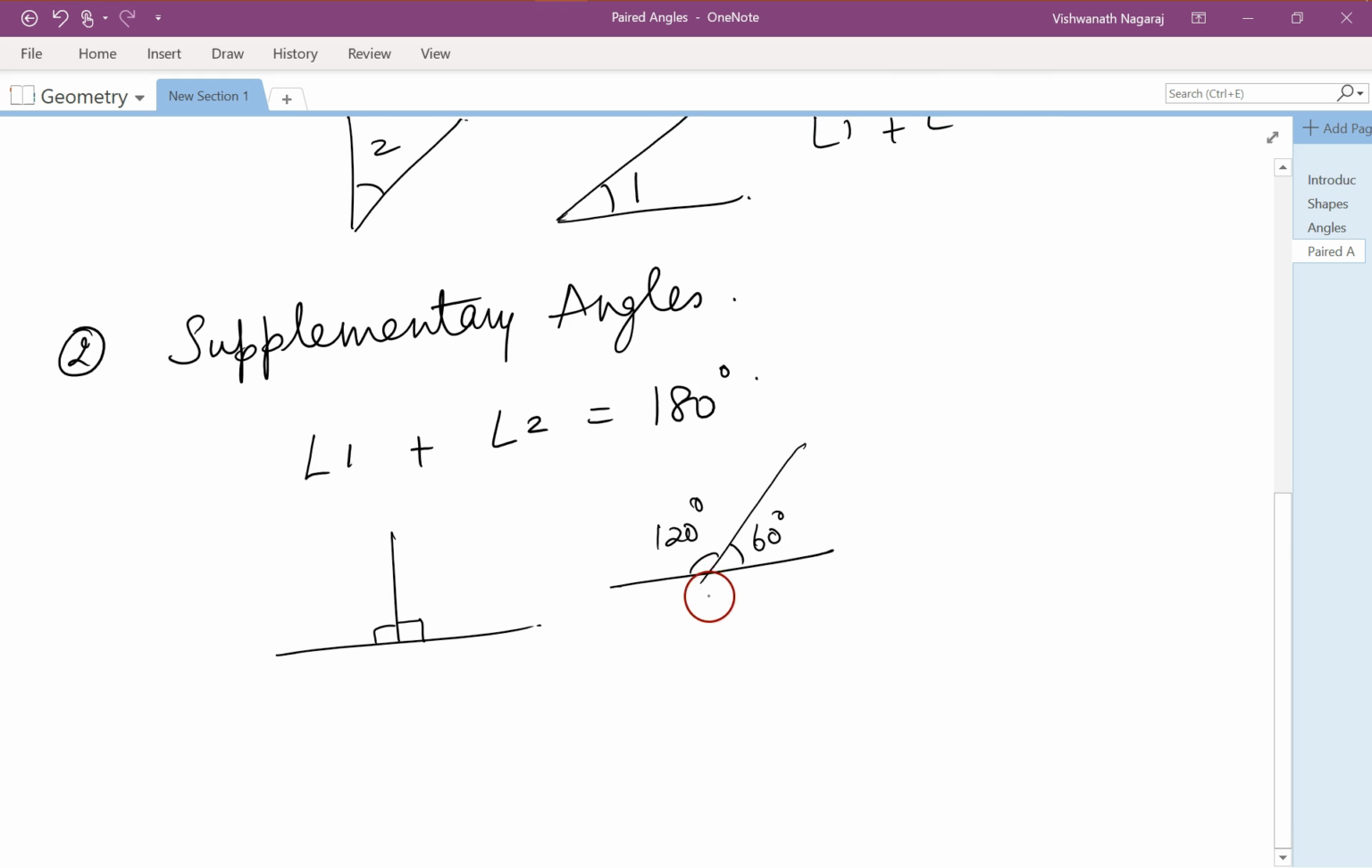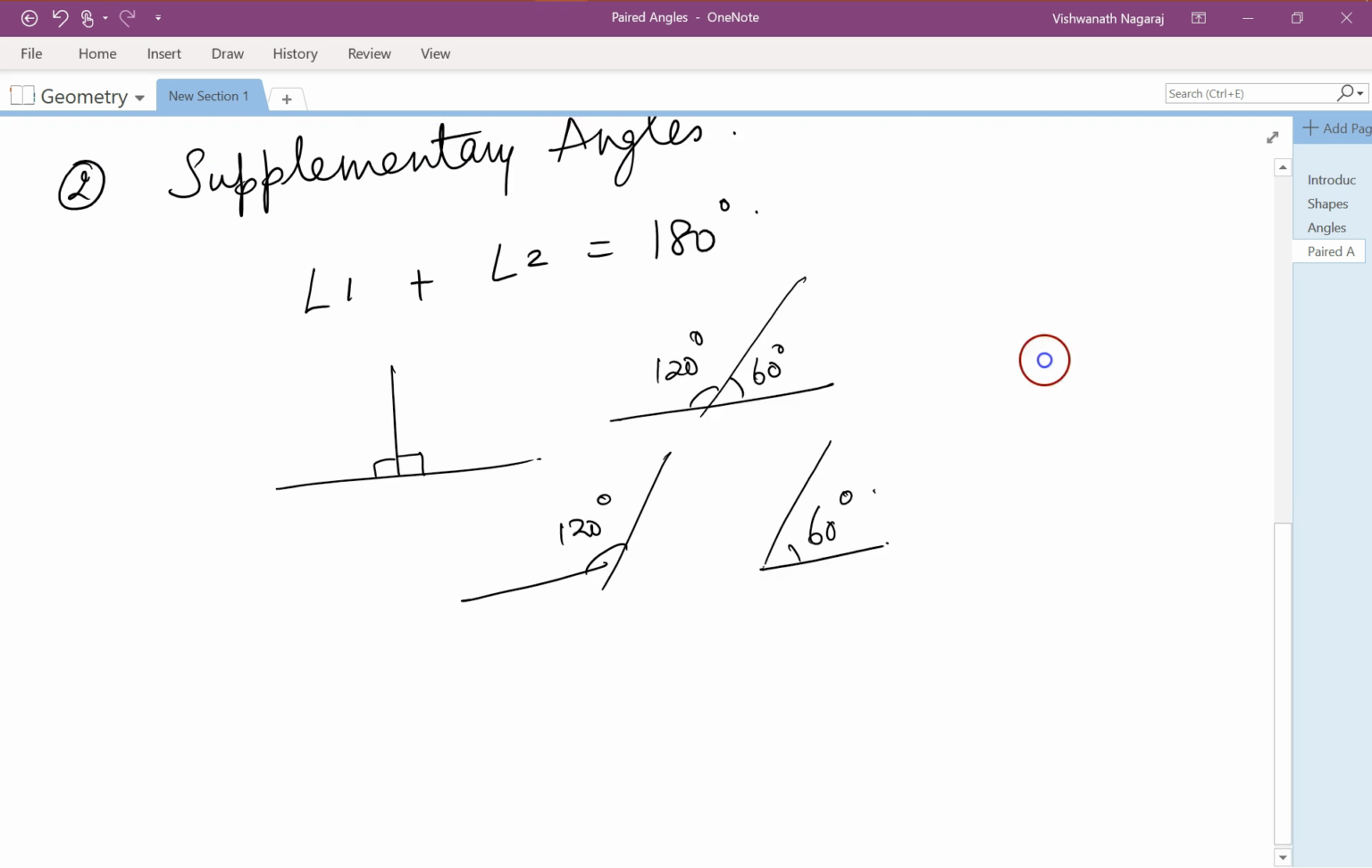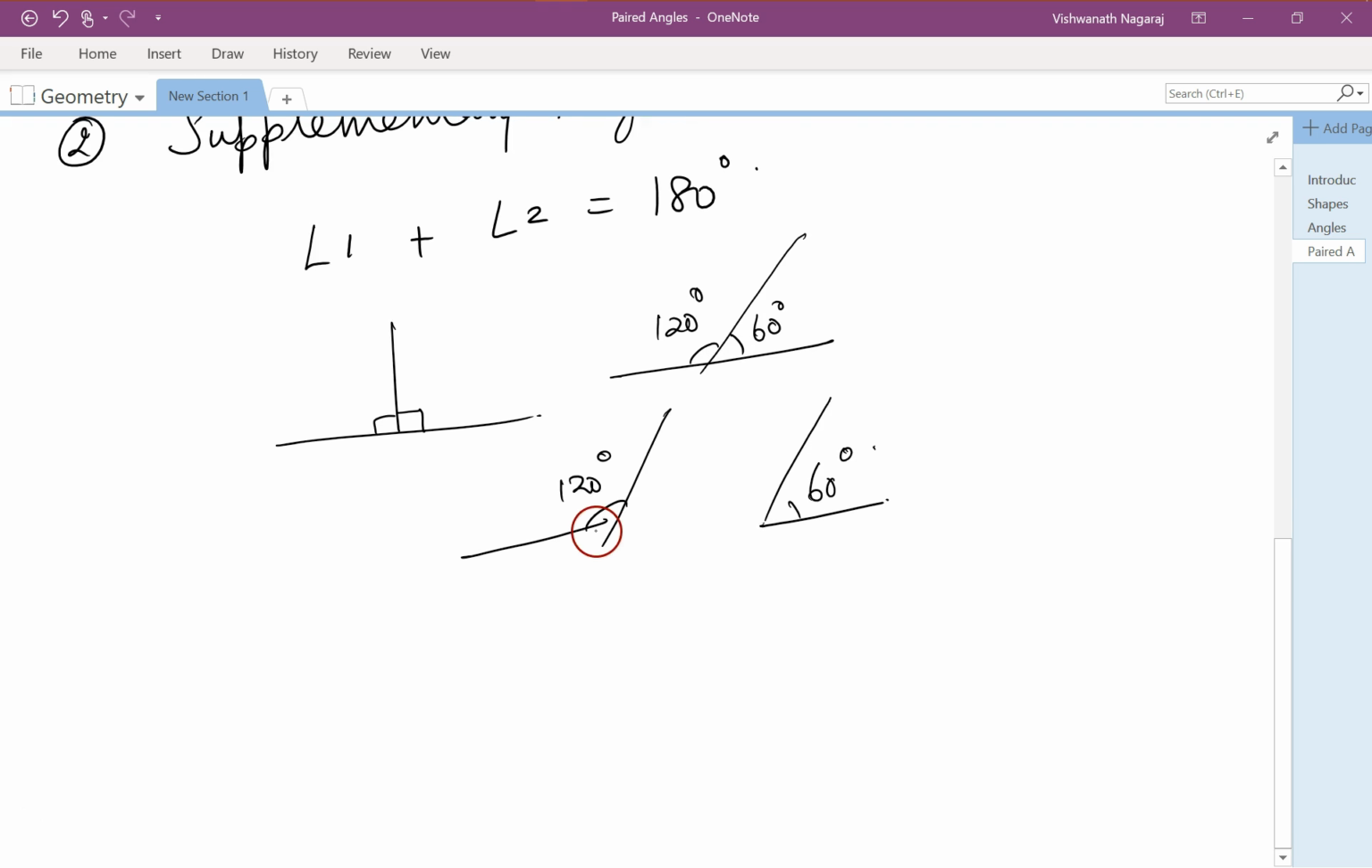They need not be together at all, right? So it could be something like this, could be separate. But if they both sum up to 180 degree, we call them supplementary angle. They supplement each other. Of course, adjacent angle we have seen previously.